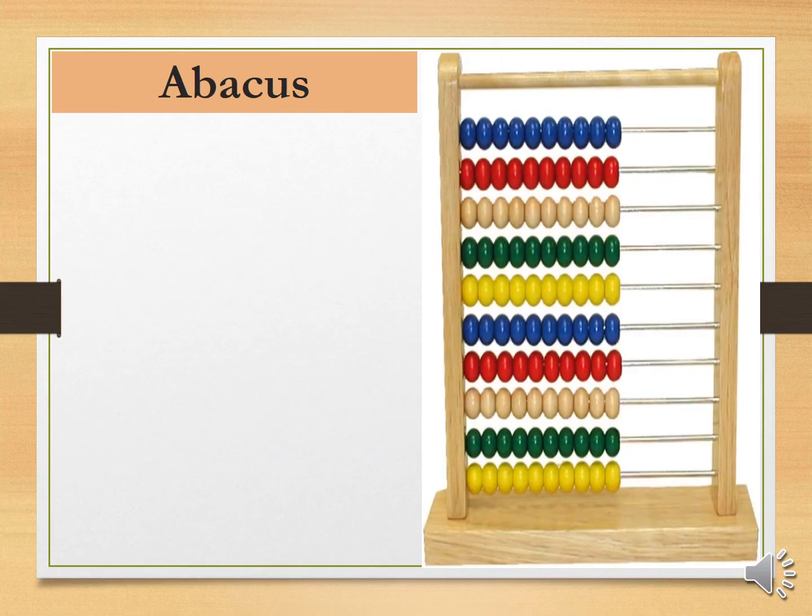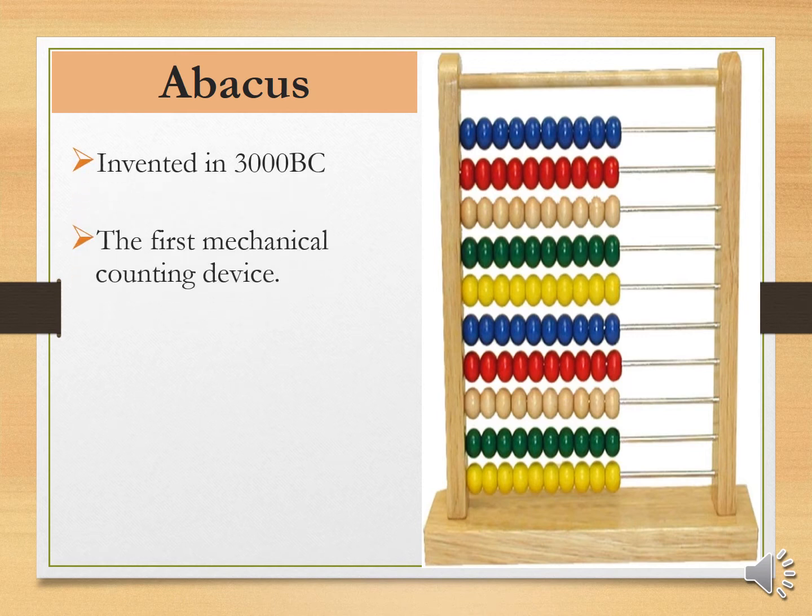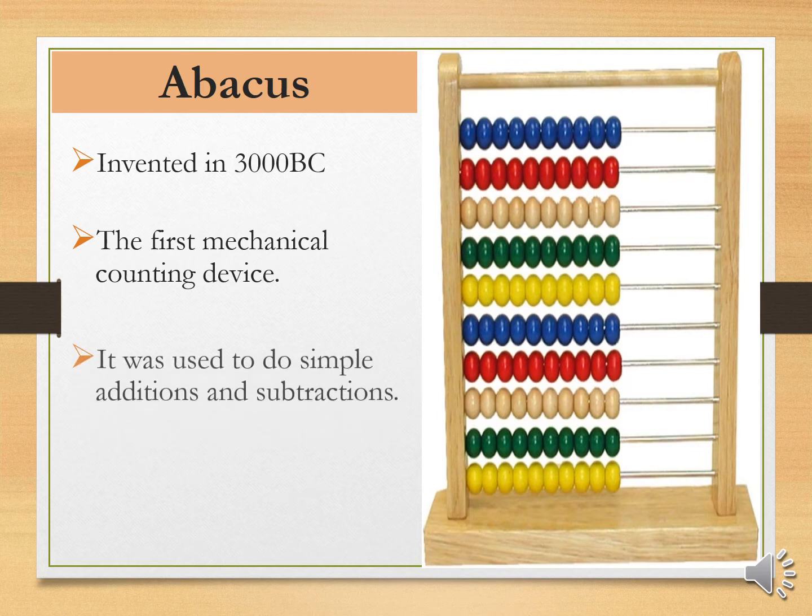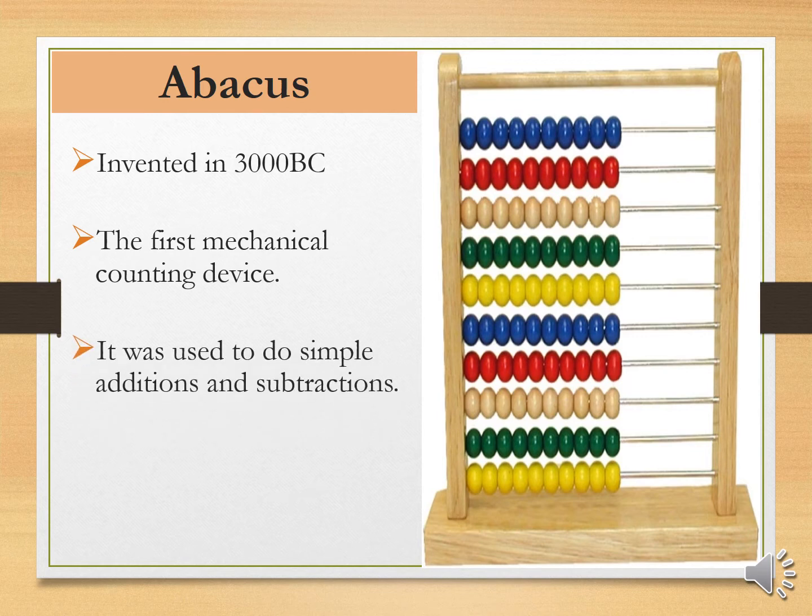The abacus. This machine was invented approximately 3000 BC. It was the first mechanical counting device. The beads are slid very quickly as the user counts. It was used to do mainly simple additions and subtractions and could be found in schools, offices, and shops.